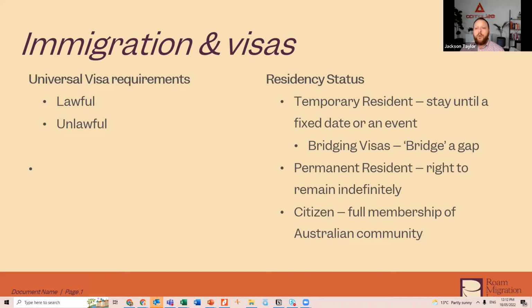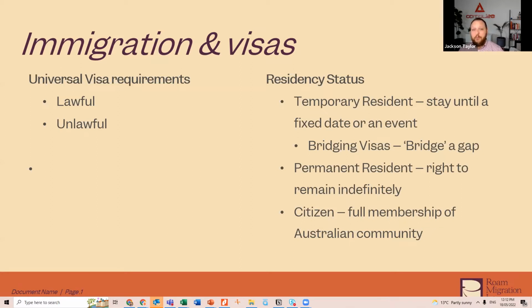For example, someone who holds a bridging visa A, which is the standard bridging visa that allows you to remain until a new application is decided, isn't able to leave the country and return. In that situation, they need to apply for what's called a bridging visa B. A bridging visa B allows a person to depart and return to Australia, but you have to consciously apply for a bridging visa B in that situation.